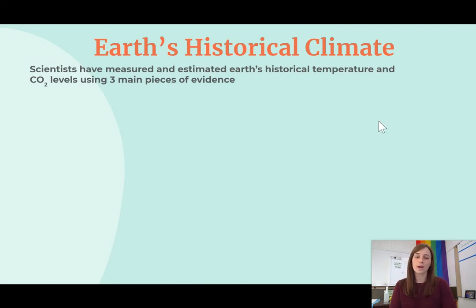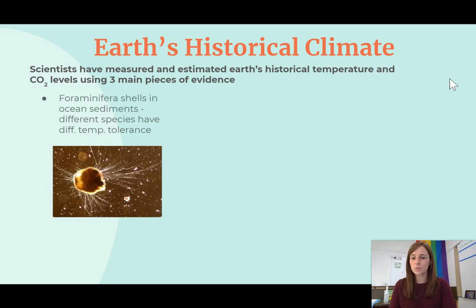So if we look at our historical climate, scientists have been able to measure and estimate Earth's historical temperatures using 3 main pieces of evidence. The first one is looking at these little ocean organisms here, known as foraminifera, and they have these shells. These shells are going to be in ocean sediment. As we look at fossilized remains, different species have different temperature tolerances. So we can tell when we look at the soil what the temperatures were at these times.